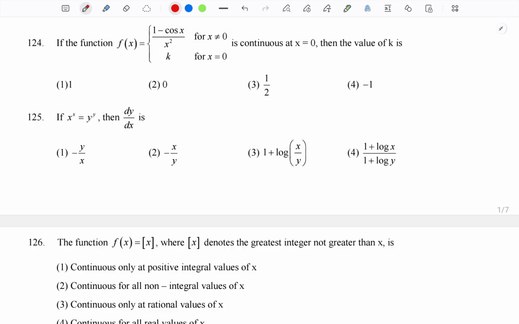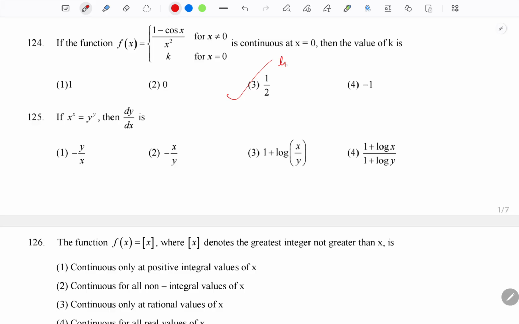Next one. It is also a standard answer, right? 1 minus cos x by x square, they are saying it is continuous at x equal to 0, right? Suppose I substitute the limit, what will happen? 1 minus cos 0 is 1 minus 1, that is 0, and below 0, so 0 by 0. What is 0 by 0? L'Hospital, if you go like this, it's a standard result, right? What is continuity? Left hand limit equal to right hand limit, then the value of k. It's a standard result. This answer is half. How I will tell you.